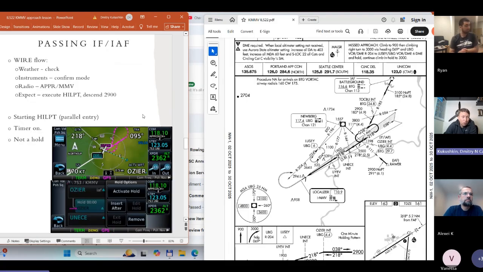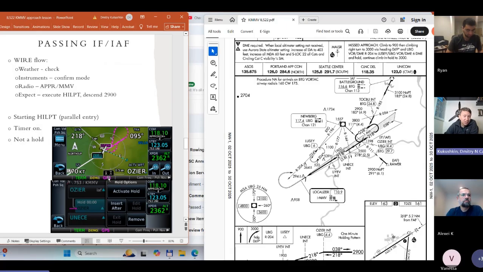Next, you are passing Auger. Look at the map. The GPS has sequenced to the next step, and now it's showing how you enter with a parallel, then you do a course reversal and back on this leg, which goes towards Auger, but then inbound to McMinnville. I would run the wire flow again. Weather, by now you definitely should have received it, so that's a check. Instruments, I would confirm autopilot mode and are we on GPS or pink needles. At some moment we'll need to be switching.